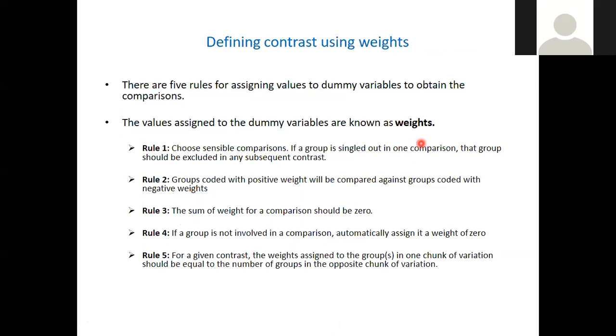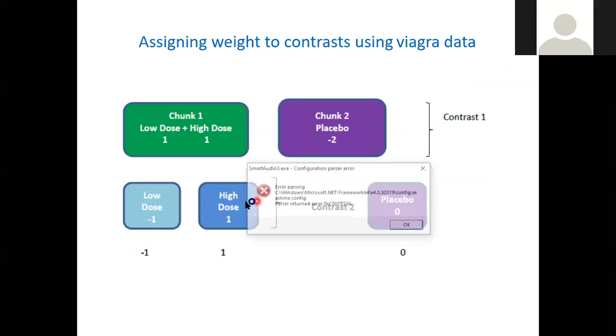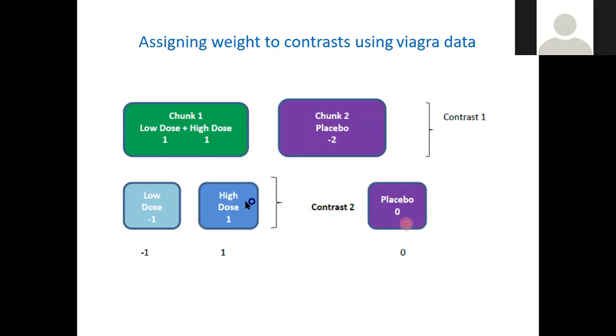Rule 4: if a group is not involved in a comparison, automatically that group carries weight 0. Look at contrast 2. Because we singled out placebo in contrast 1, it is no more part of, it is not involved in the comparison. So that's why you assign it 0. Does it make sense now?